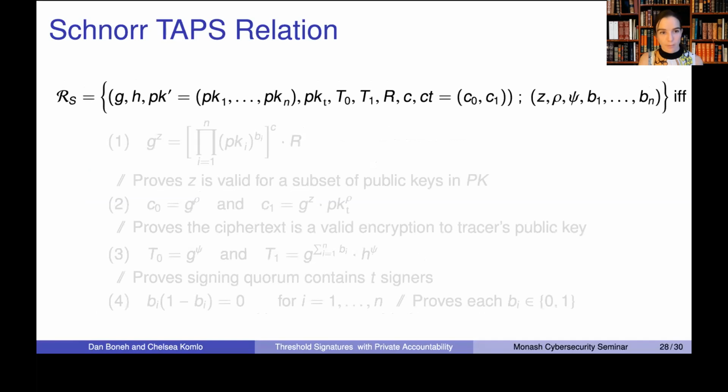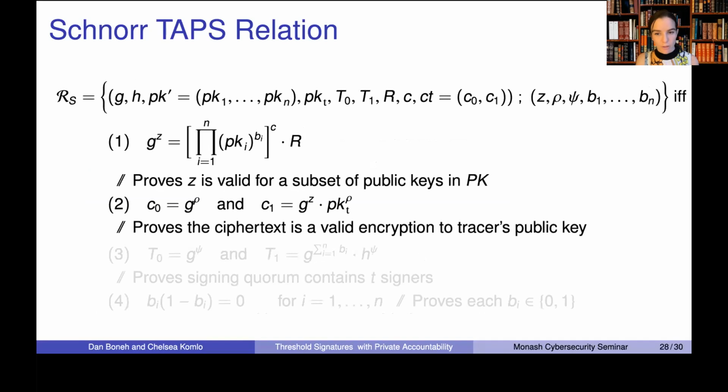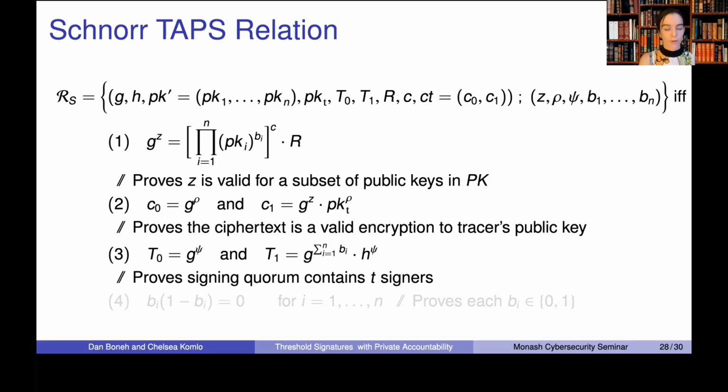And then our proof is very simple. The first step is it proves that this response is valid for a subset of public keys in this set of public keys. It proves that the ciphertext is a valid encryption to the tracer's public key. It proves that the signing quorum contains T signers, so that this is an actual threshold scheme. And then, just to ensure that the proof goes through, it proves that each bit is 0 or 1. We need to do this just to make sure that the rest of the proof holds. But what's nice here is we don't have to prove that any sort of hash or anything is valid. It's just going over scalars and group elements. So the actual proof is very simplistic.